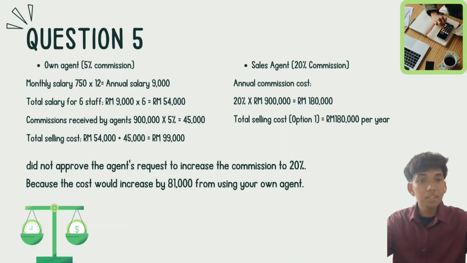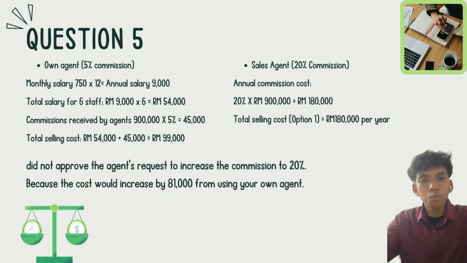Question 5 talks about the difference in cost increase between our agent and seller agent, who are asked to increase the commission from 15% to 20%, and to give advice on whether to improve or not and choose between our agent or seller agent. Our agent needs to be paid a salary and given a commission. However, seller agents are only given a high commission.